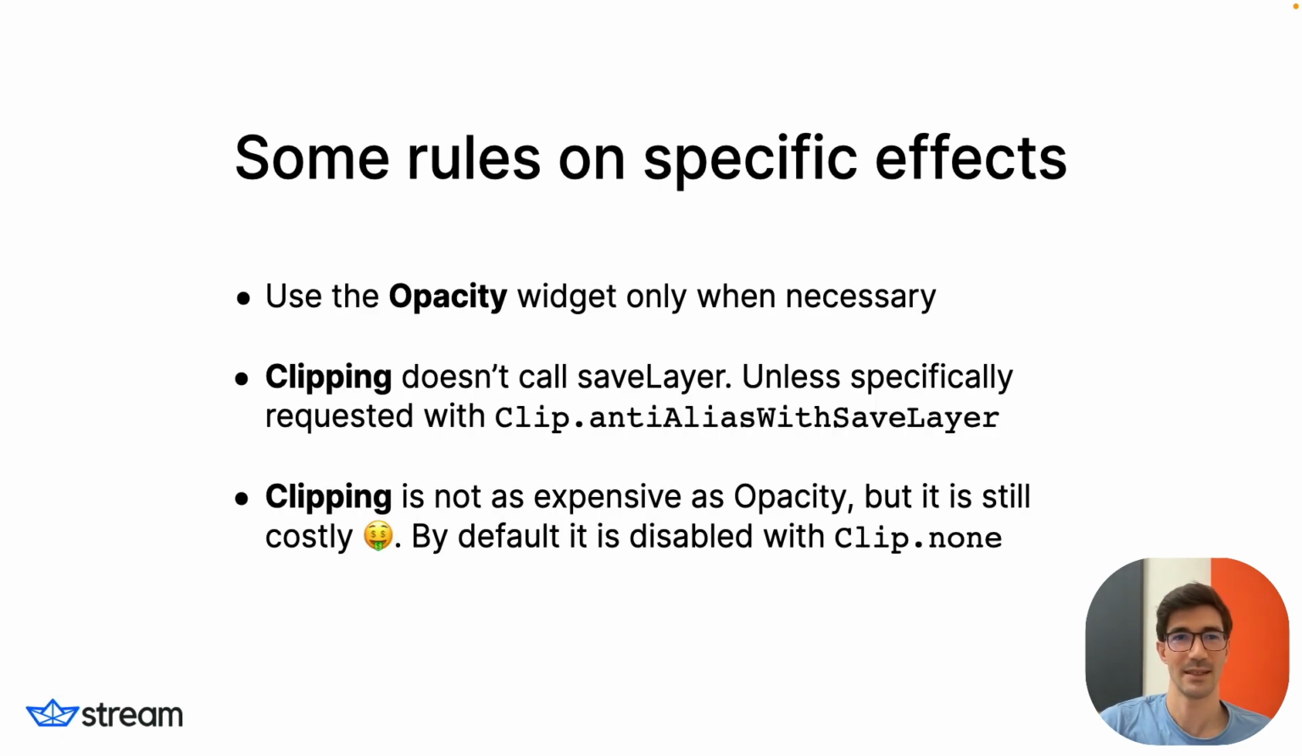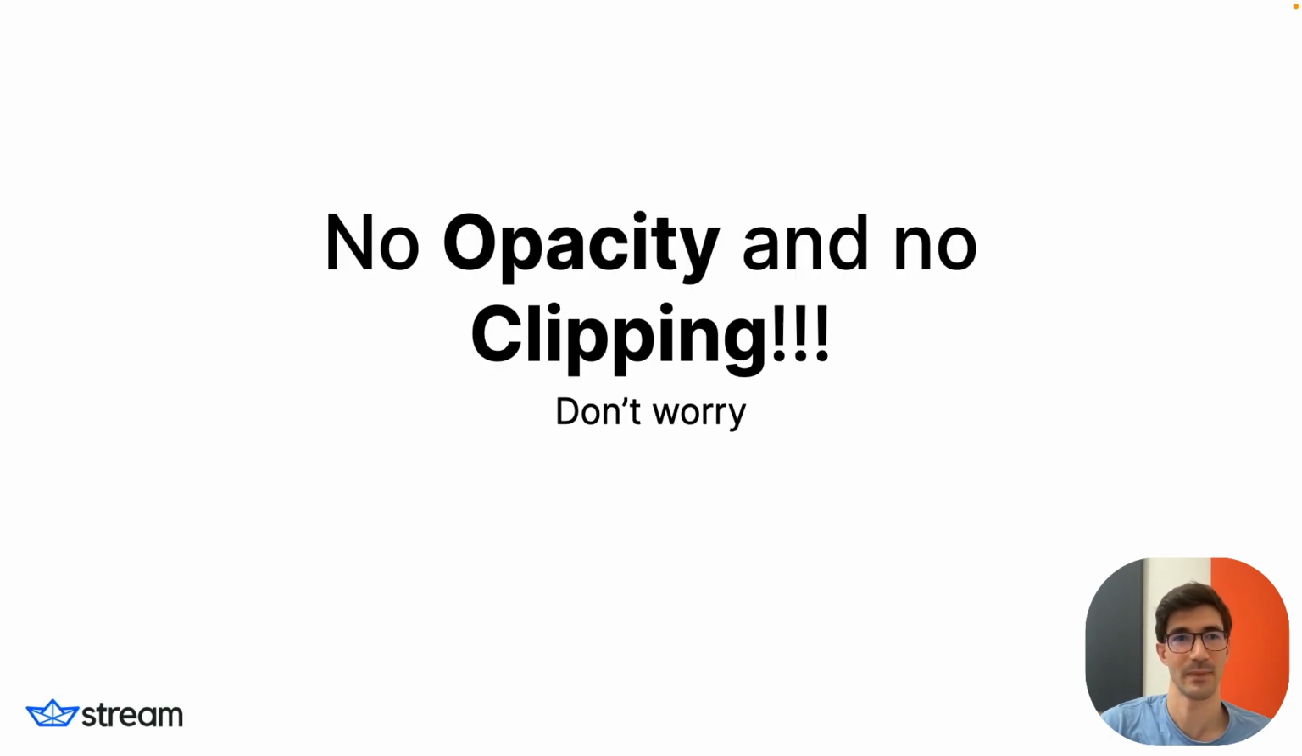There are a few things that could cause a call to save layer, and generally some rules you need to think about. Use opacity only when necessary. Clipping can cause save layer when using a clip behavior of clip anti-alias with save layer. Another type of clipping is not as expensive as opacity, but it is still costly. I suggest reading the documentation for up-to-date information and more info in general.